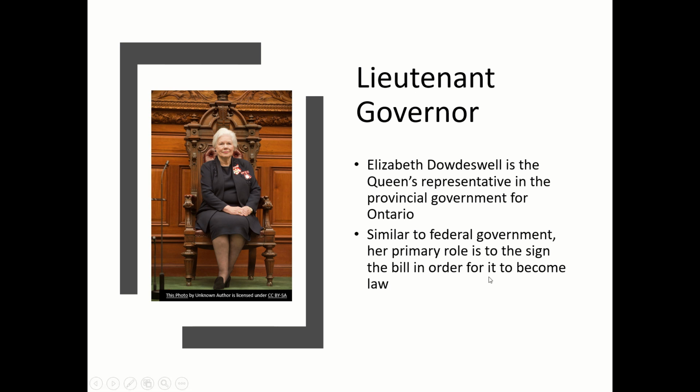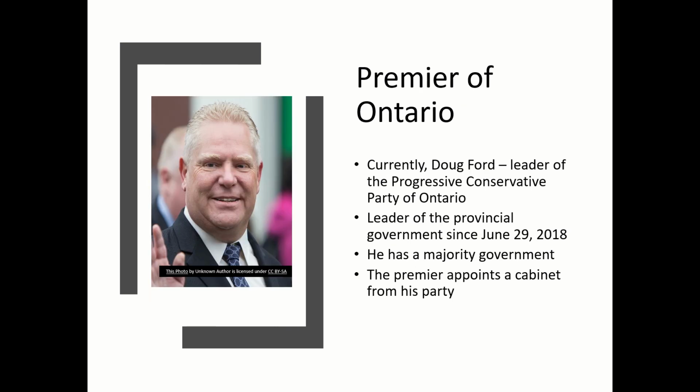And again, she has the final job to pass a bill into law. And again, more of a ceremonial position, less official. They don't actually have any power to make these bills, maybe more suggestive. The leader of the province is called the Premier. Currently in Ontario, we have the leader Doug Ford, who is the leader of the Conservative Party, the Progressive Conservatives, the PCs. This is different than the federal level, right?